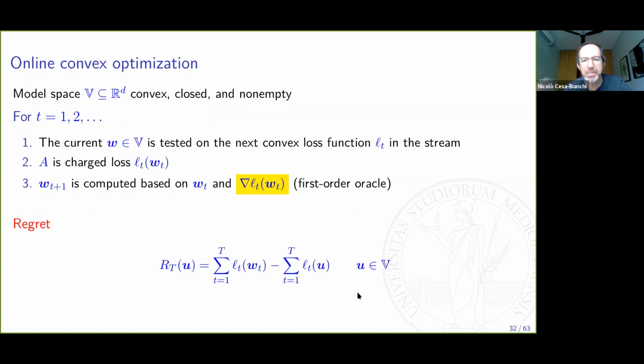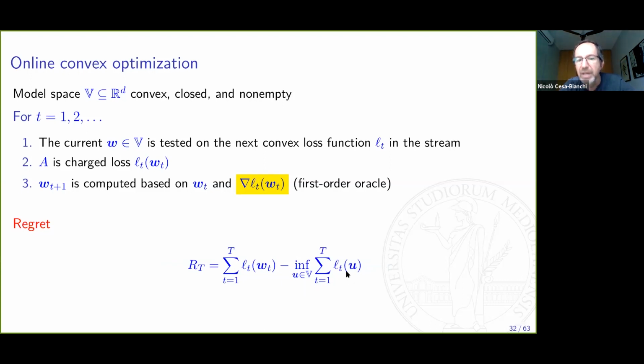Regret is defined as before. I'm comparing the cumulative loss of the sequence of the algorithm's decisions to the cumulative loss of any decision in the set. In particular, I'm interested in competing with the best decision for that sequence of losses. The sequence of losses is a sequence of loss functions. They are convex, but absolutely deterministic. And for now, I'm looking just at a full information setting, so I'm observing all the components of the gradients. Very good. Everything is under control.